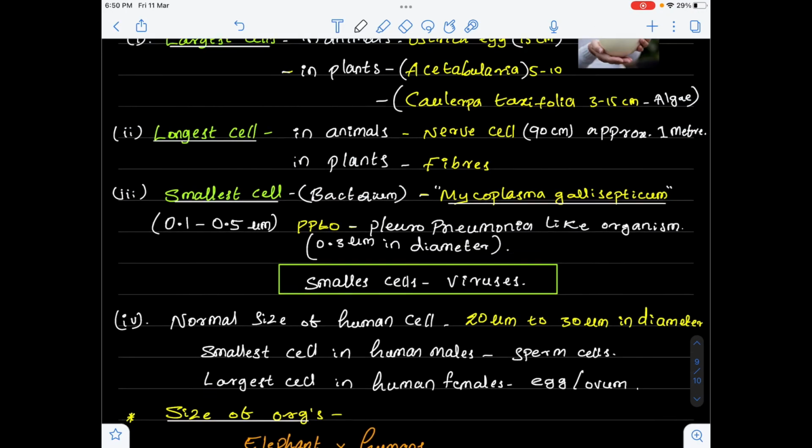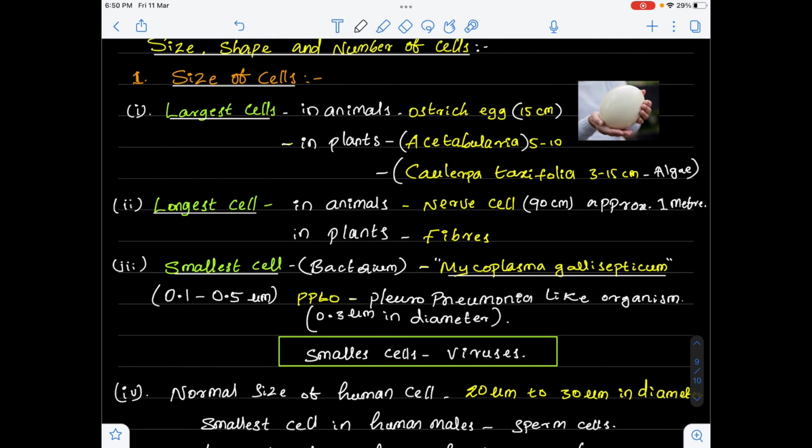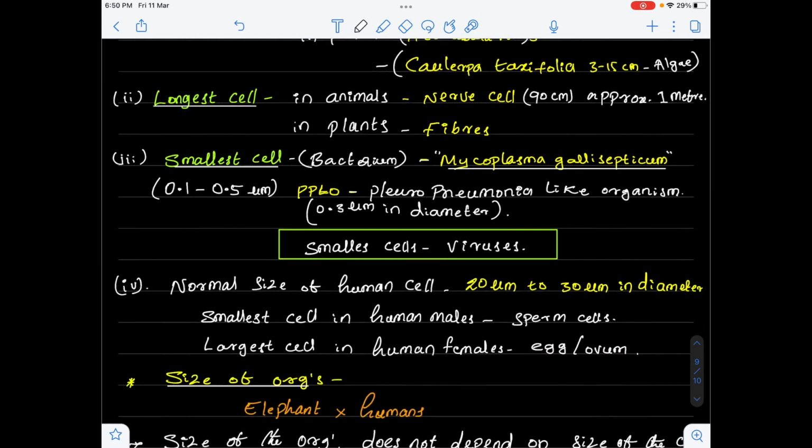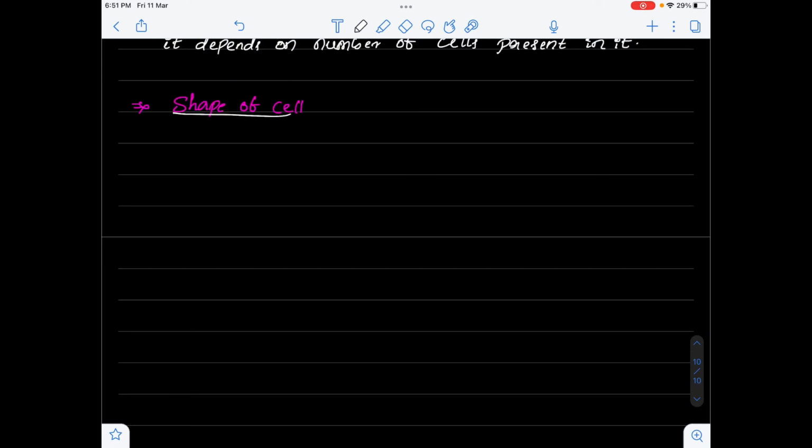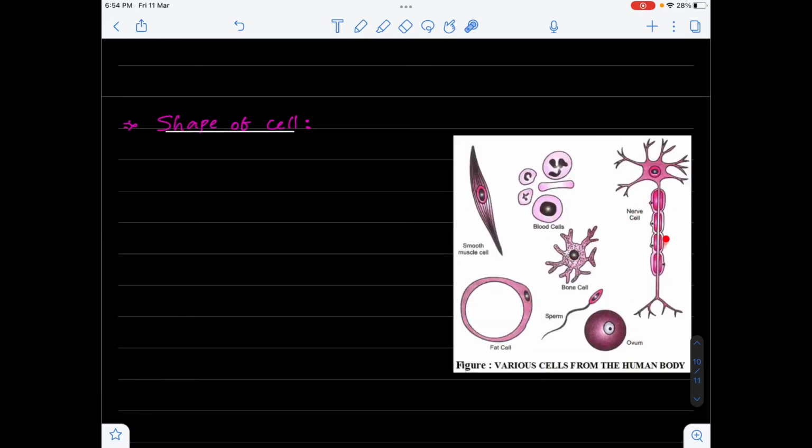So this is about size of the cells. The second one is shape of the cells. Sir, here do all the cells are in same shape? No, different cells are in different shapes. Now let me show you the different cells from the human body. Look at this picture. So these are all various cells from the human body.